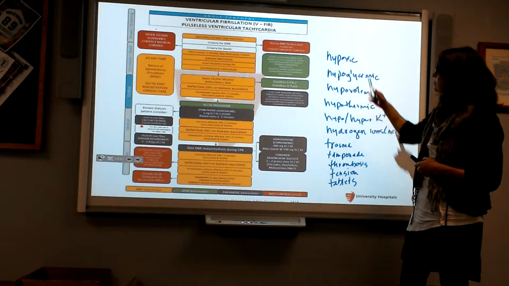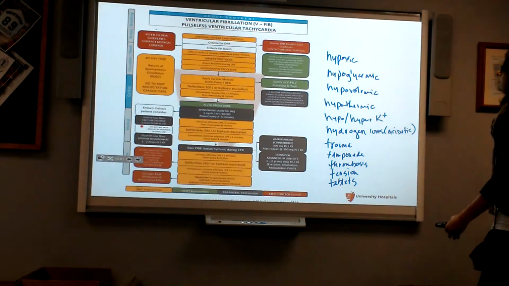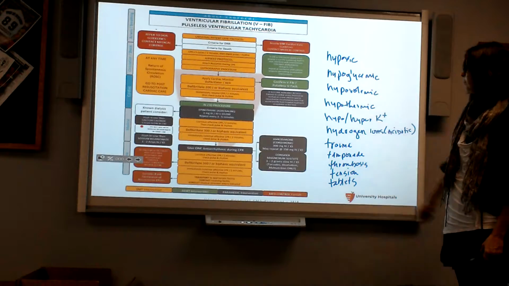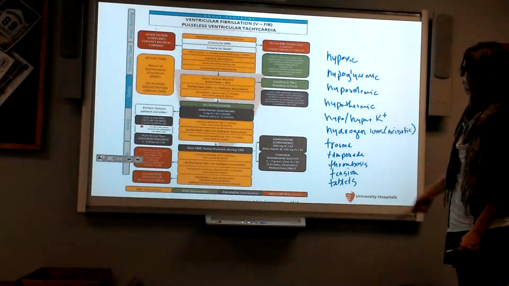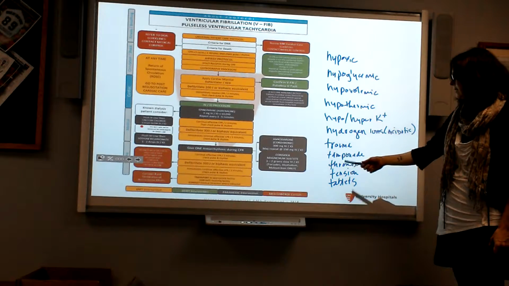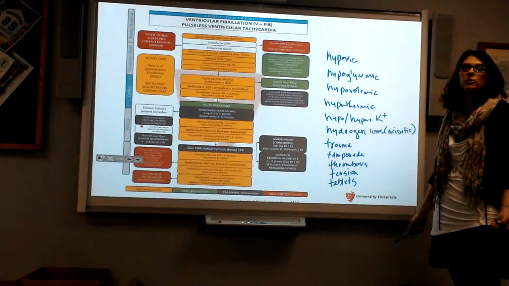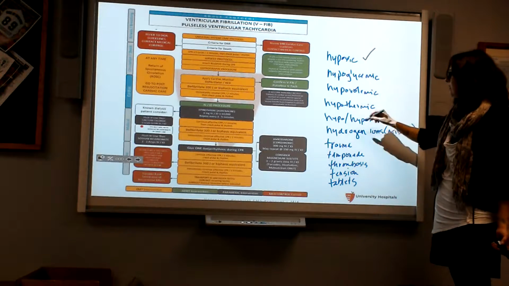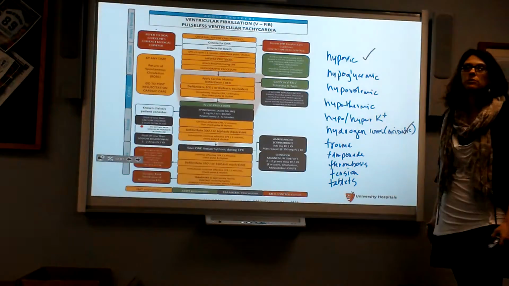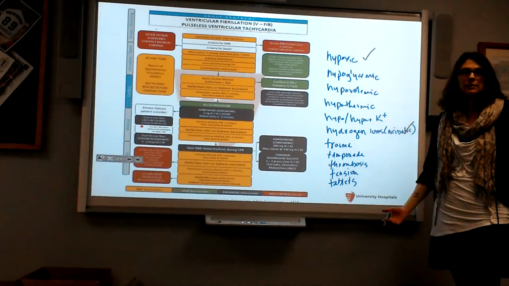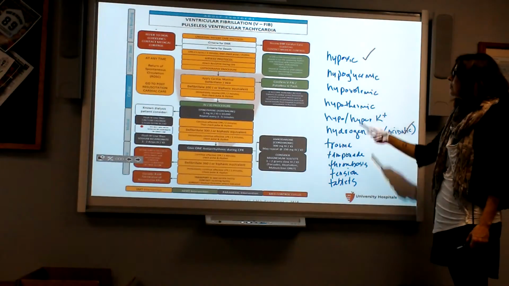So now what we do is we look at our H's and T's. Is your patient hypoxic? Are they hypoglycemic, hypovolemic, hypothermic, hyperkalemic, hydrogen ions, meaning they're acidotic? Was it a trauma? Is it a tamponade, a thrombosis, tension pneumo, or tablets? Hypoxic, you start bagging them adequately, you're going to take care of that, and you're going to take care of the acidosis right off the bat. Anybody who's not breathing is going to be acidotic. You're not blowing it off.